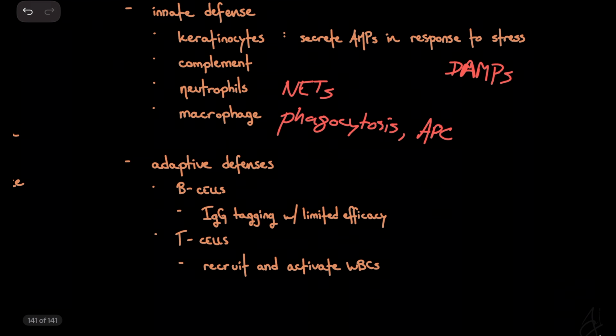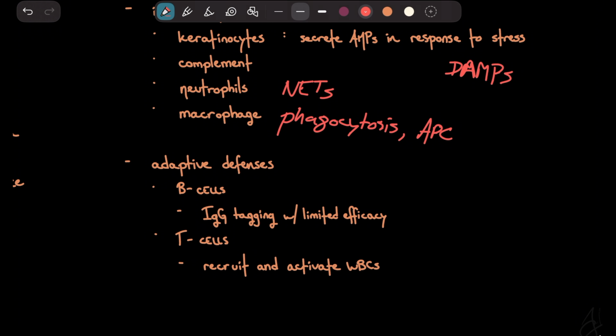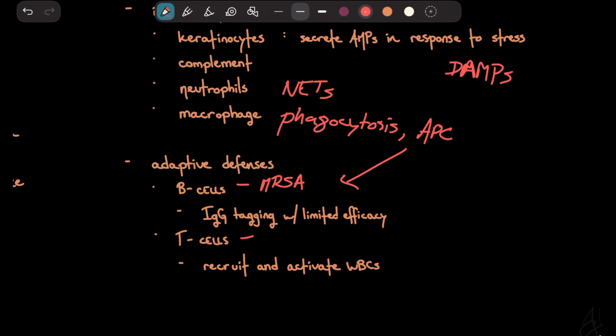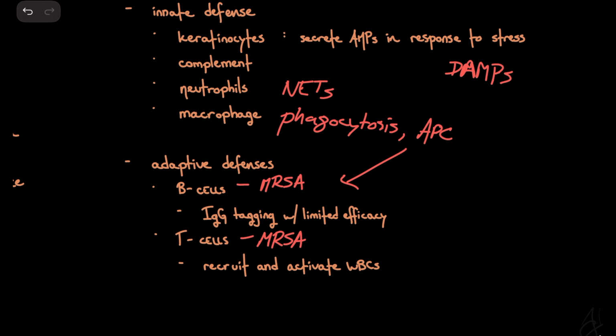And then for the adaptive response, yes, it's specific, but it's still conserved. They still do the same thing. The B cell meant to fight, in this case, MRSA, is going to get activated by your antigen-presenting cells. And now it's secreting antibodies. Now, because MRSA has a weird membrane, it's not the best for tagging, but it is still useful. And then the same thing here with the T cell that's meant to fight MRSA. That one gets activated by your innate system, and now we recruit and activate white blood cells that are going to be most helpful in getting rid of this infection.